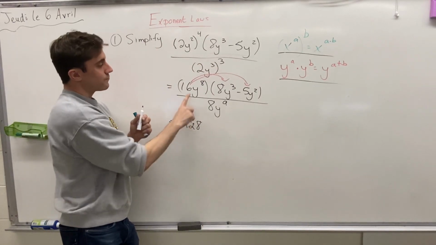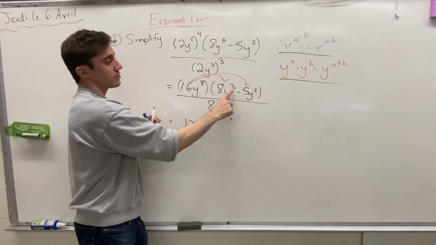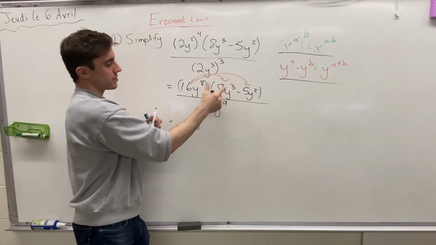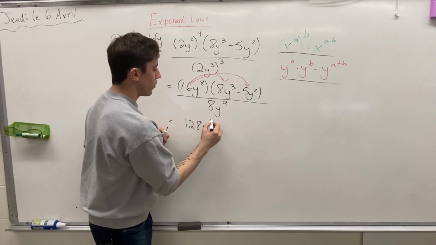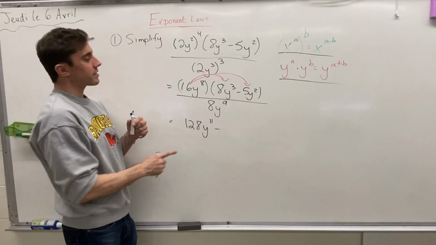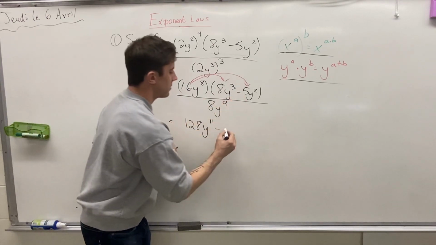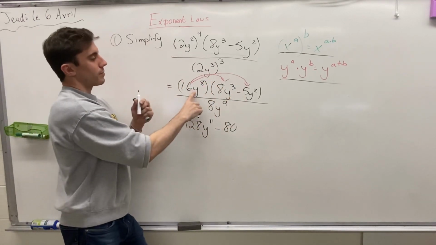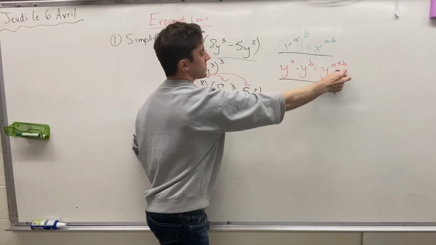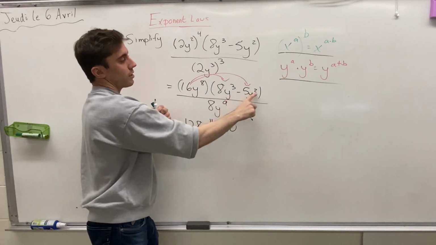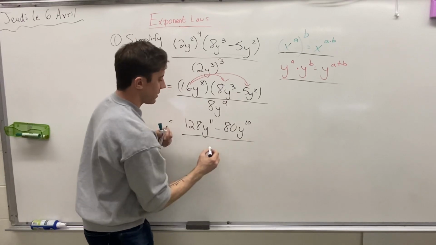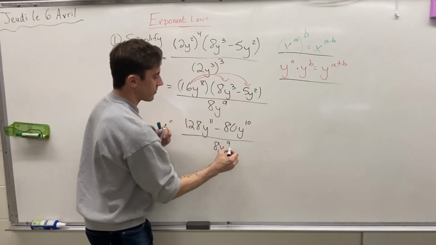Applying that rule here, we have 128 times y cubed. We have the same base, both y's, and so we can add the 8 plus the 3, providing y to the power of 11. And then the second term inside the bracket, we'll have 16 times 5, minus 80, y to the power of 8 times y to the power of 2. Again, we have the same base, so we can add the exponents together, giving us y to the power of 8 plus 2, y to the power of 10. All of that still over 8y to the power of 9.